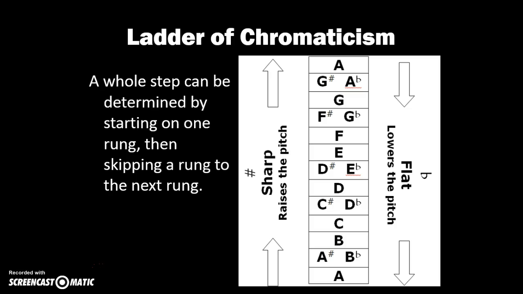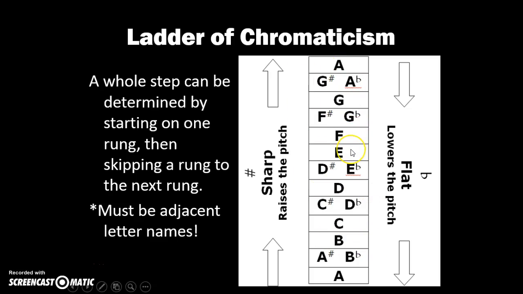A whole step is determined by starting on one rung of the ladder, skipping one, and going to the next rung. So from C to D is equal to 2 half steps or a whole step. Remember that they do need to be adjacent letter names. So if we were going from E up a whole step, we would have to call that an F sharp, right? E to F sharp, because those are adjacent letters. E to G would not be that.